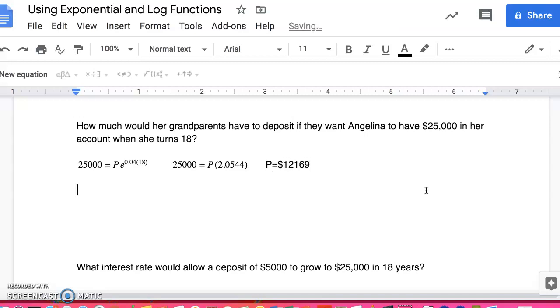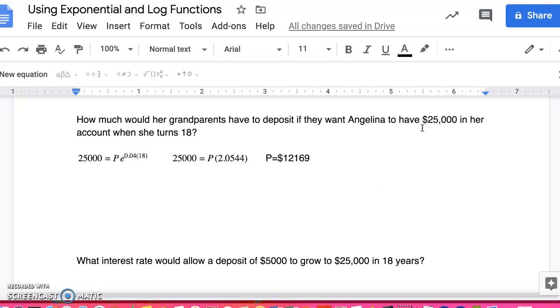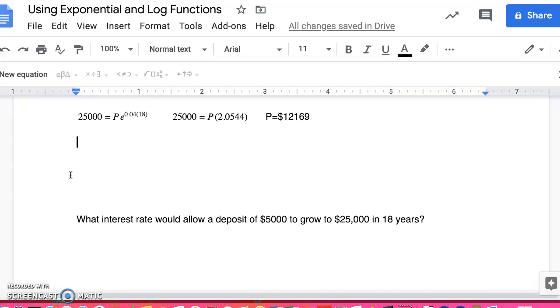Divide by 2.0544. And so we get P equals 12,169. So $12,169. If they put that amount of money in this account, it will grow to $25,000 for when Angelina turns 18.